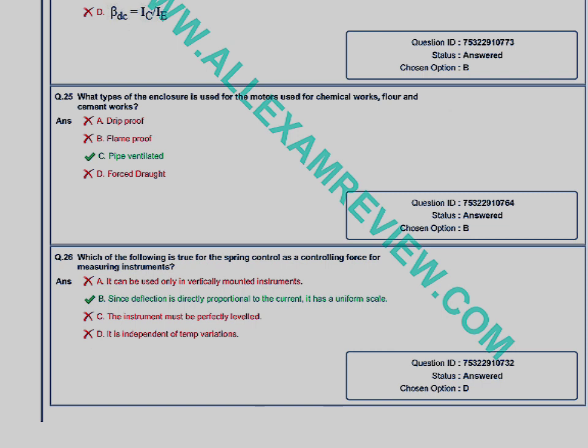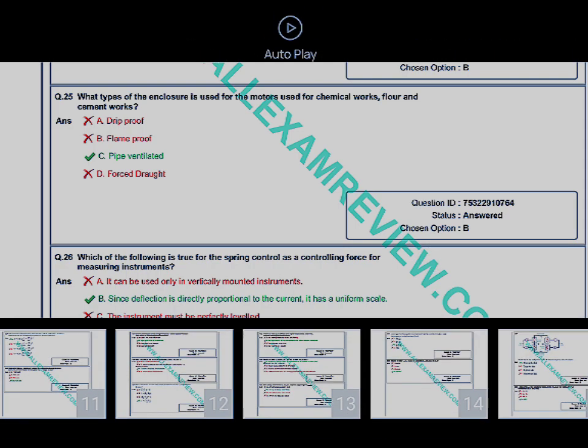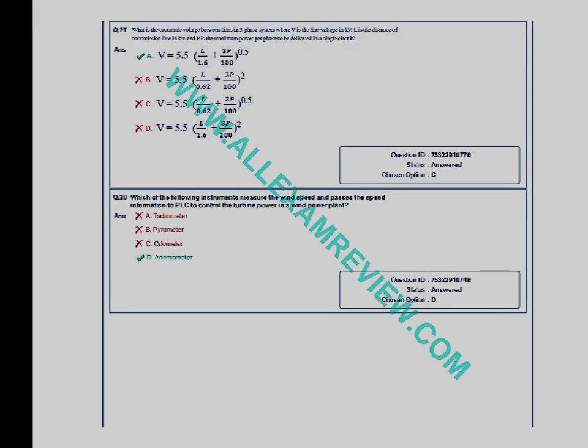Question 26. Which of the following is true for the spring control as a controlling force for measuring instrument? Yeah, deflecting torque is directly proportional to current. Okay, it's a uniform scale. Okay, we have to know about such thing.